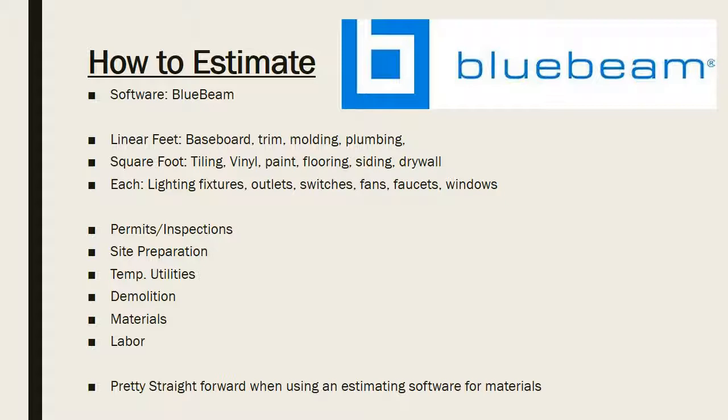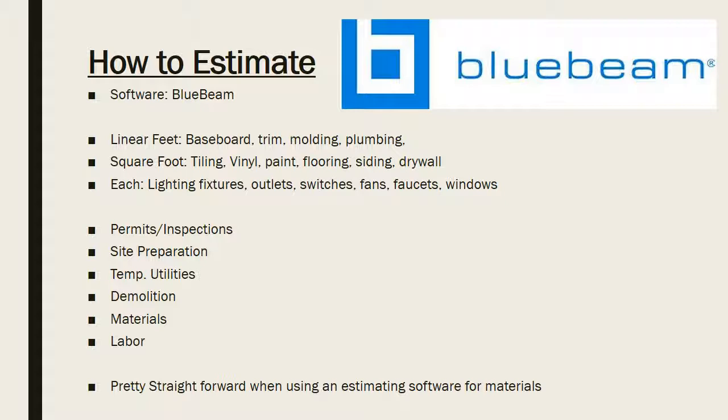So linear footage was huge for anything that is measured in length, such as baseboard, trim, molding, and plumbing. You could go ahead and use your linear foot takeoff on Bluebeam. And for items like tile, vinyl, painting, flooring, siding, and drywall, you would use your square footage, which would give you the area of a designated room on the plans in Bluebeam. And then from there, you would be able to determine the amount of material you would need. And there are items that are counted per item, such as lighting fixtures, outlets, switches, fans, faucets, and windows. These are accounted for by piece.